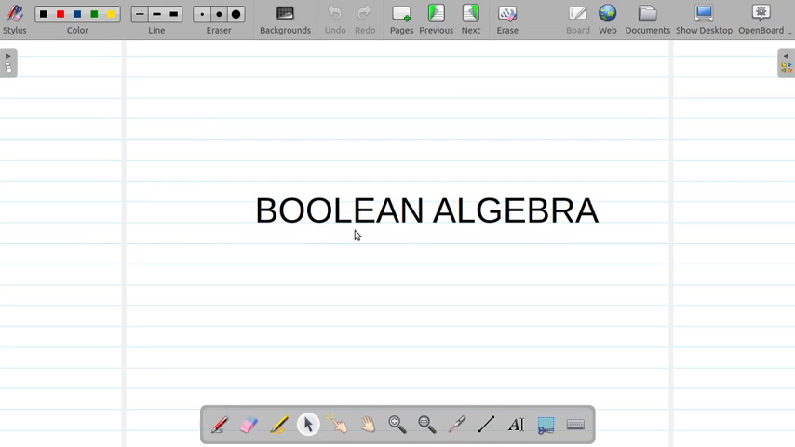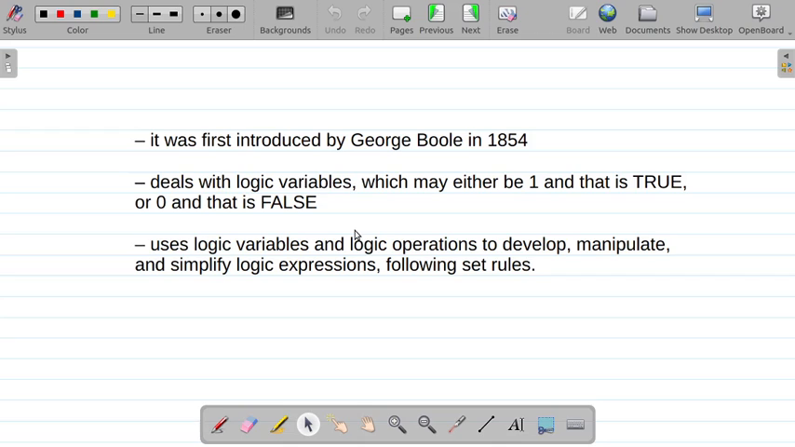So, Boolean algebra. So, it was first introduced by George Boole in 1854. It deals with logic variables which may either be 1 that is true or 0 that is false. Then, it uses logic variables and logic operations to develop, manipulate, and simplify logic expressions following set rules. So, kaning Boolean algebra kay deals lang gini siya sa 1 o 0. 1 for true, 0 for false. So, mag-discuss pa ta ani further.